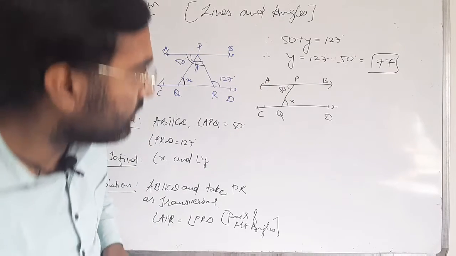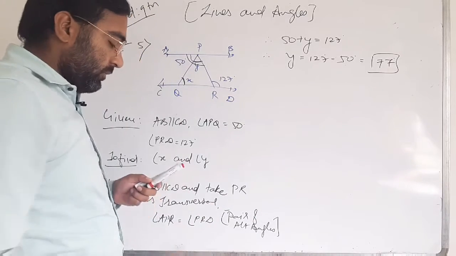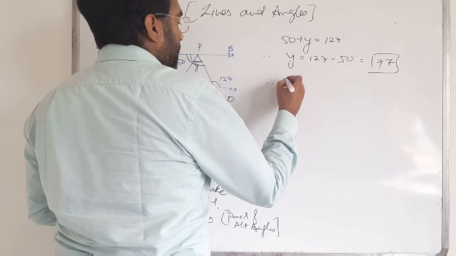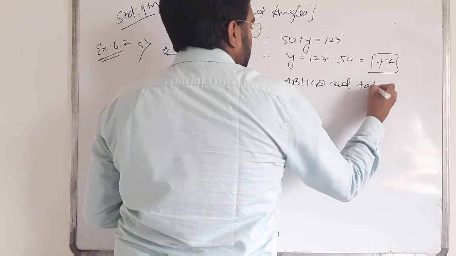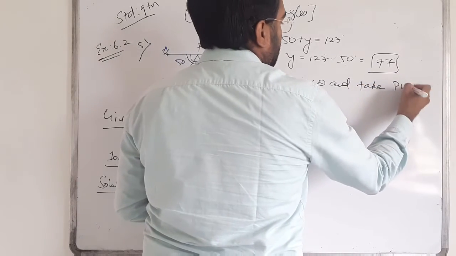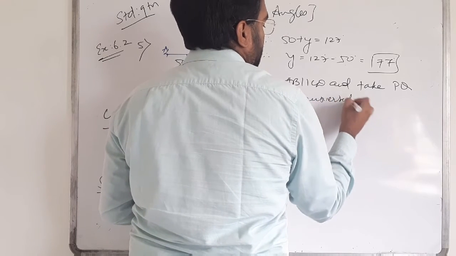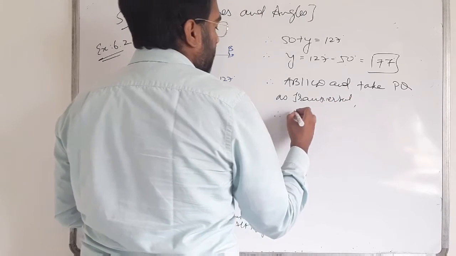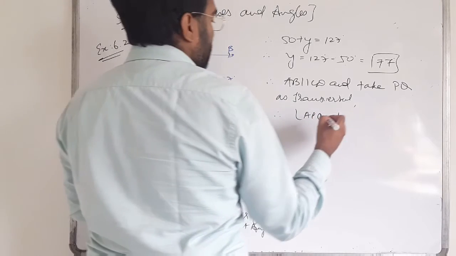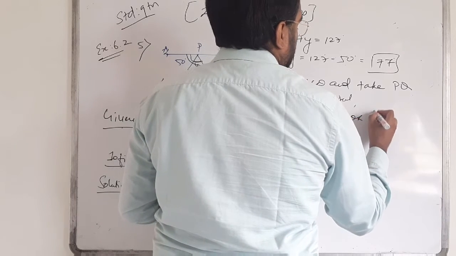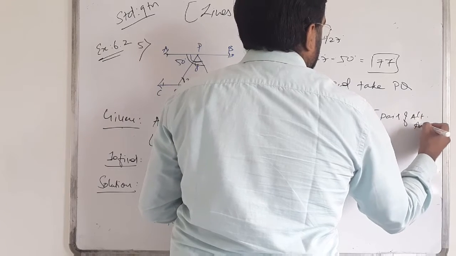Okay, so now we have to write that AB is parallel to CD and take PQ as transversal. So therefore angle APQ is equal to angle PQR, that is also a pair of alternate angles.